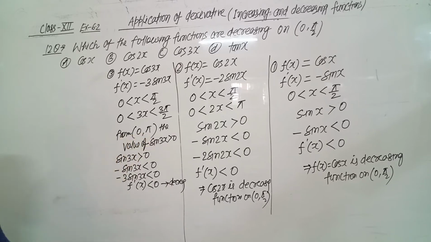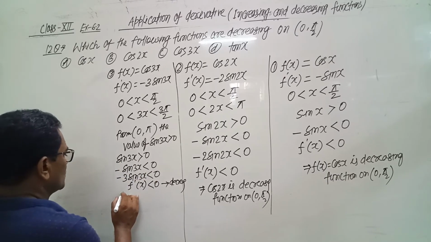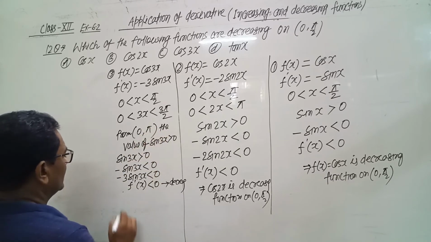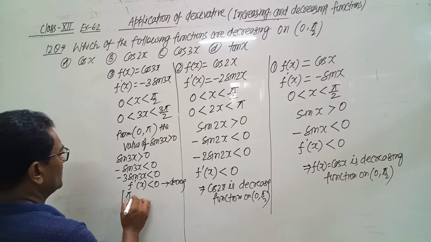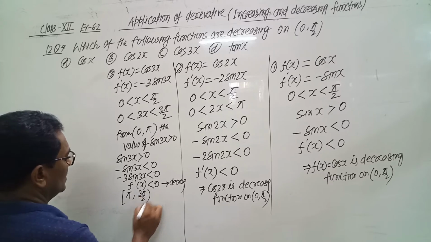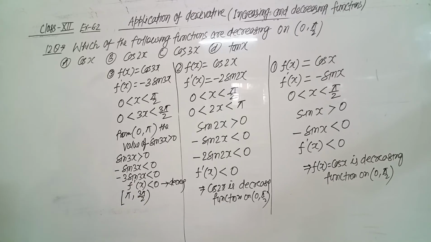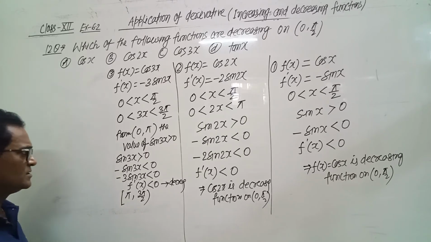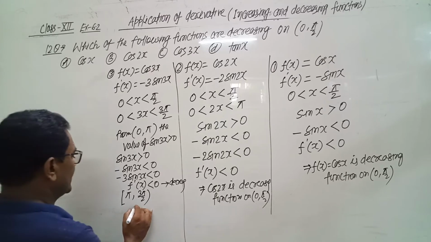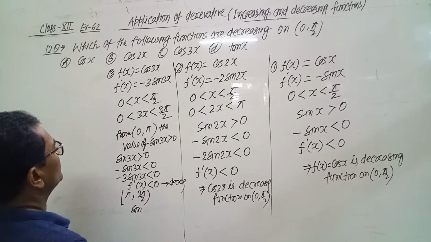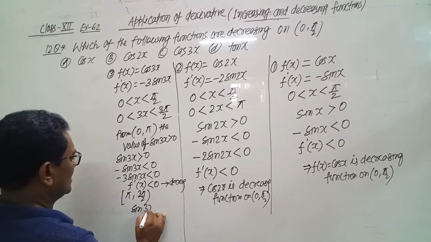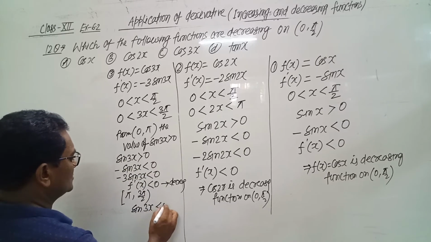From 0 to pi the function is decreasing, but we have the interval from 0 to 3 pi by 2. So let us see what happens from pi to 3 pi by 2. Here we have excluded pi, so we include pi to 3 pi by 2. Pi to 3 pi by 2 means we are in the third quadrant, and in the third quadrant the value of sin is negative. So the value of sin 3x is less than 0.